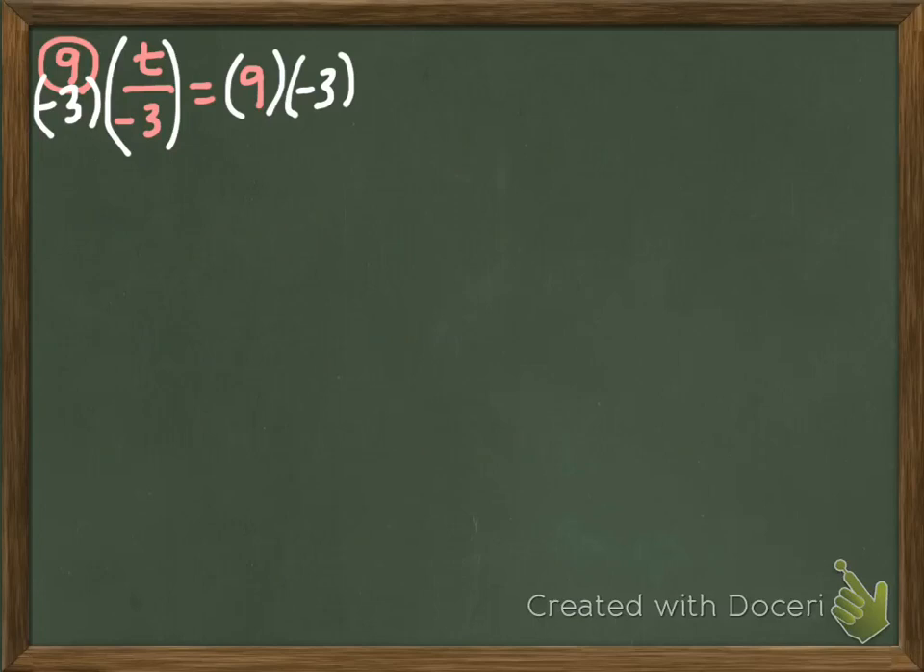All right? So what happens when I do an inverse operation? It makes it go away, right? So on the left, I'm left with t, and then I have a positive times a negative. When the signs are different, it's negative. When it's a product, negative 27.